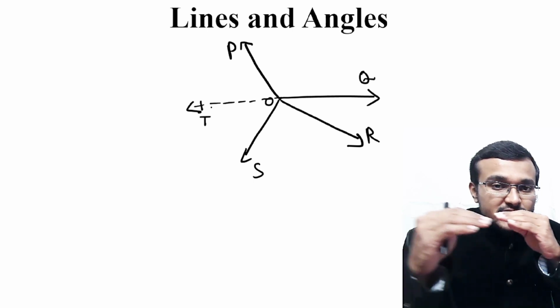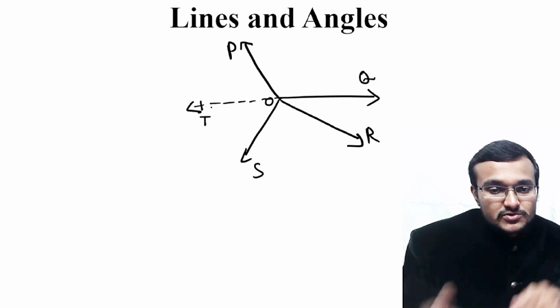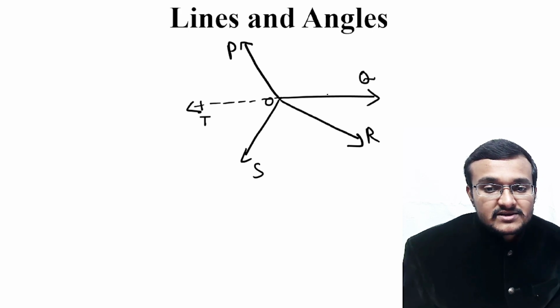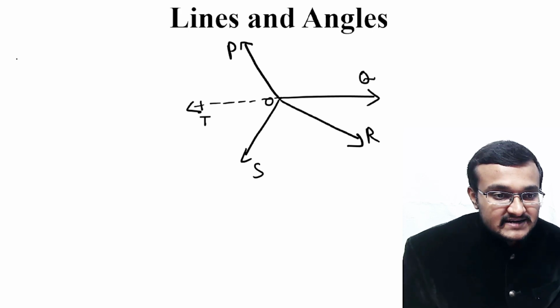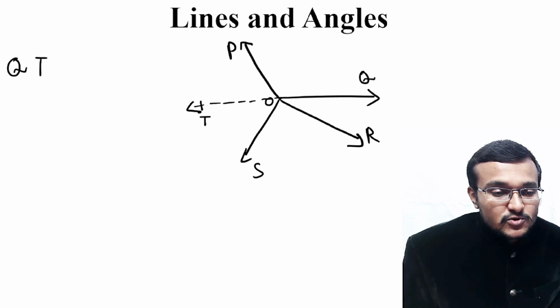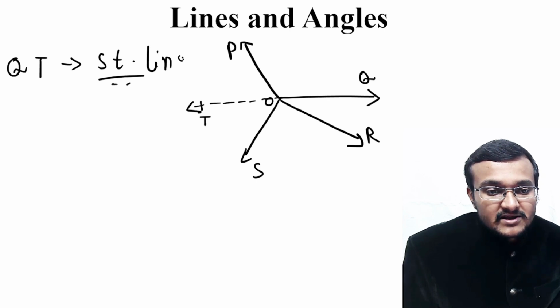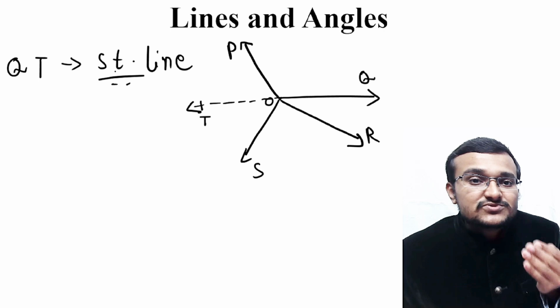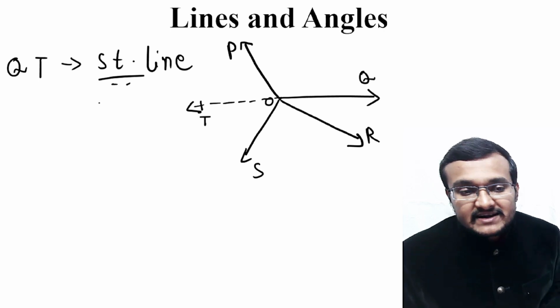So this OT should be drawn straight from QO, that is, this OQ ray is there, no? So from the other end, starting from O till T, you can draw a straight line. So now here QT is a straight line. We are drawing the OT ray in such a way that QT becomes a straight line. Now since QT is a straight line, you can use the linear pair axiom which we had learnt.